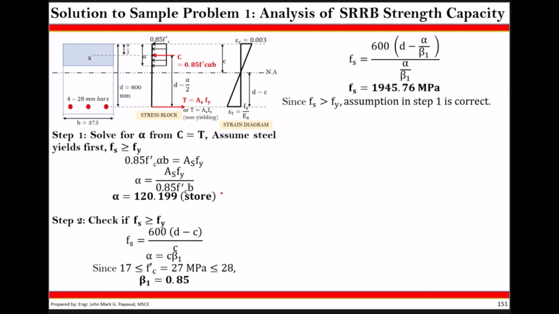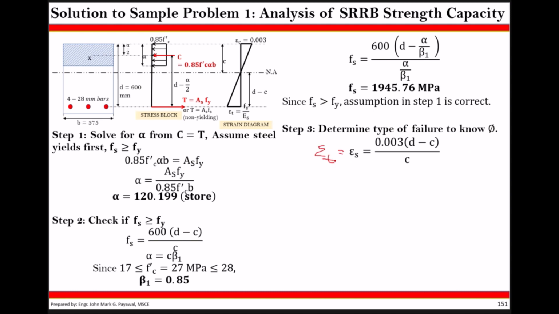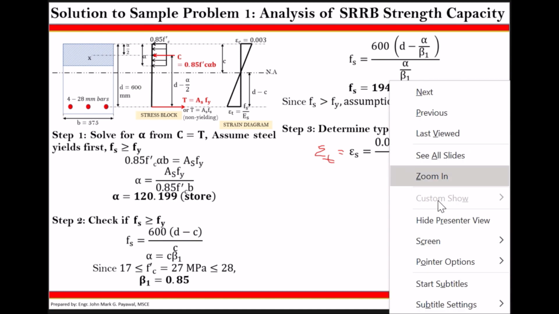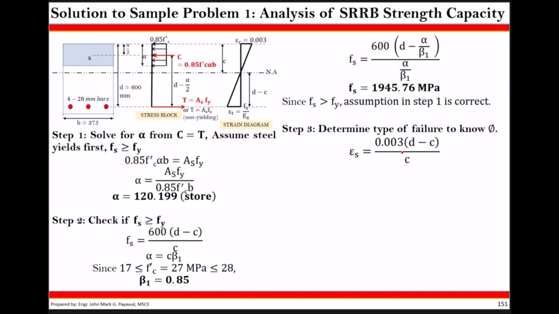The next step after accepting alpha is determining the type of failure. Knowing the type of failure would illustrate what the reduction factor to be used is. If we will remember on slide 145, which is conditions of failure, we relate your E sub S or E sub T to your 0.005 or to your ETY. But before doing that, let us solve first for E sub S. The equation would be 0.003 D minus C over C. Please remember that this is only for E sub S.